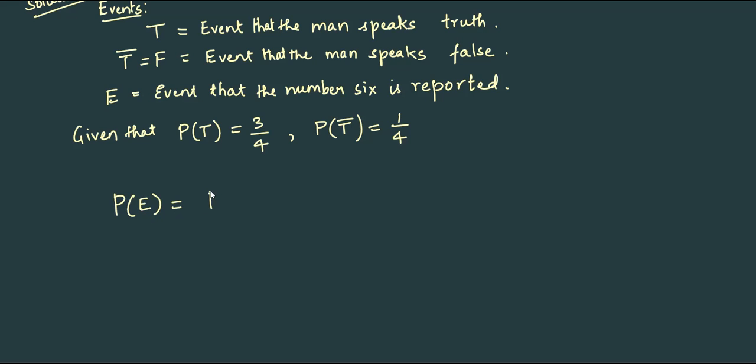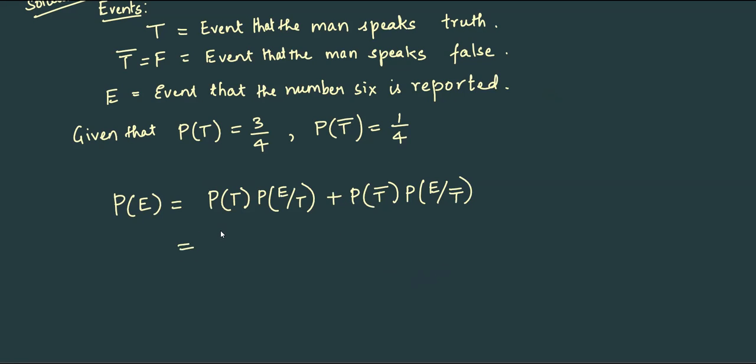It might be that it is the probability that he is speaking truth and the probability that he is reporting 6 given that he is speaking truth, plus the probability that he is not speaking truth and the probability that he has reported 6 when he is not speaking truth.